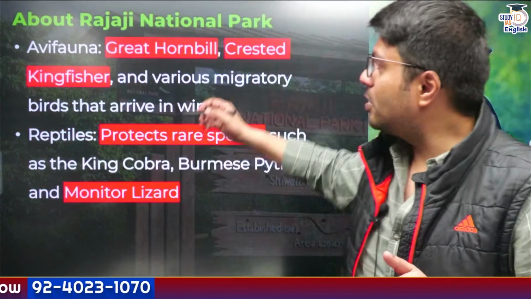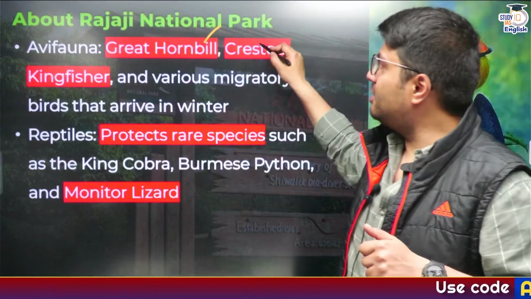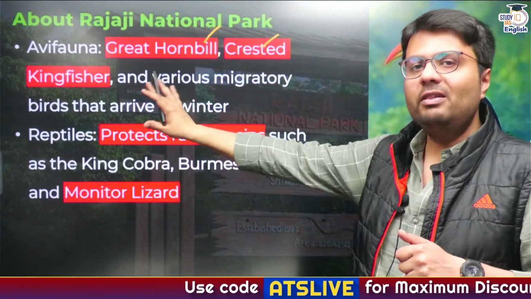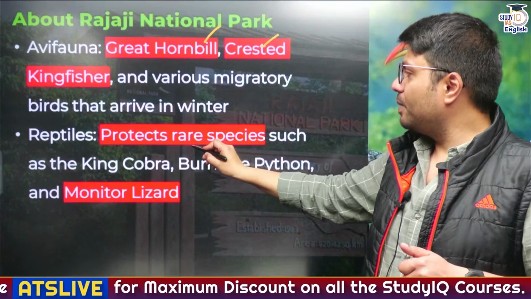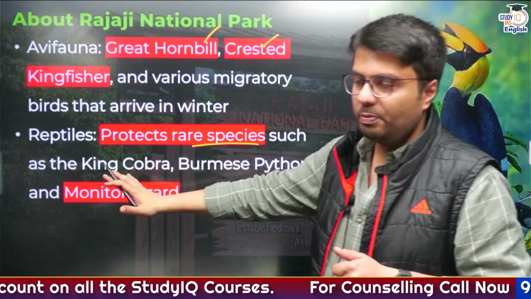More importantly, the Rajaji National Park is also known for its birds. Most importantly, it's the great hornbill, which you can see in the image behind me. Similarly, there are the crested kingfisher and various migratory birds which arrive in the Rajaji National Park during winter months. Now, other reptiles: rare species such as king cobra, Burmese python, and monitor lizards can also be found there.